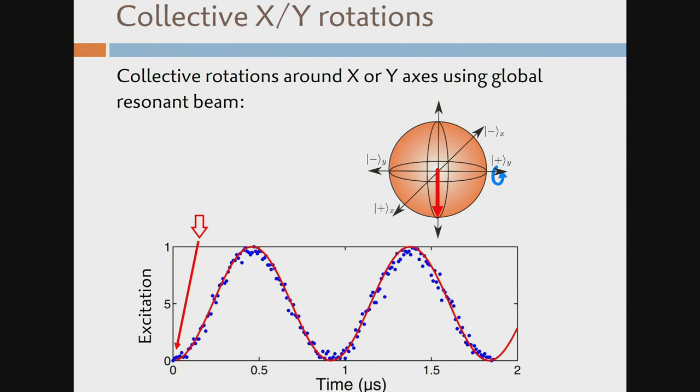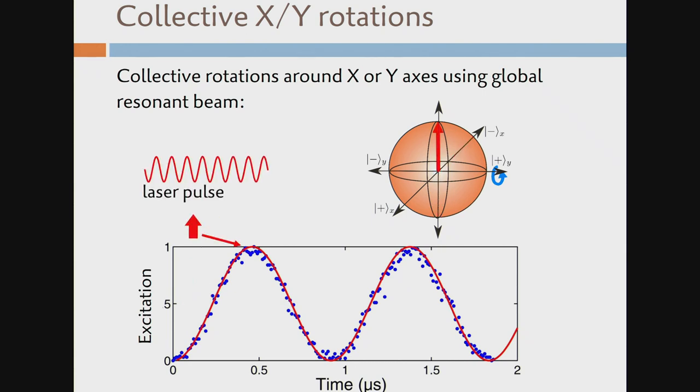Now briefly, with the resonant beam we can excite our atom from the down state to the up state. If I scan the length of a laser pulse, for instance, I will get coherent population transfer, or Rabi flops. So this is what happens. And this is how it looks in terms of a Bloch sphere picture. This is how I do rotations around the x or y axis of my Bloch sphere, just bringing population from the south pole to the north pole of the sphere.